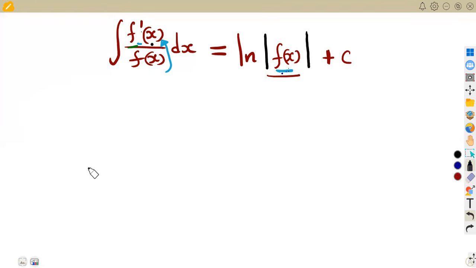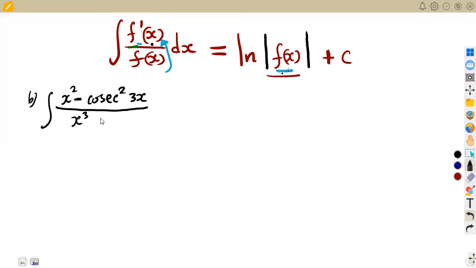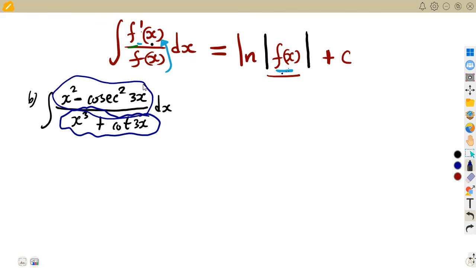Maybe we can just have a last question to consider, which is the integral of x squared minus cosec squared 3x, everything over x cubed plus cot 3x, with respect to x. All right. So as we can see, we've got a fraction. So we try to check if the denominator is f of x and the numerator is its derivative. So we are back to the testing part.